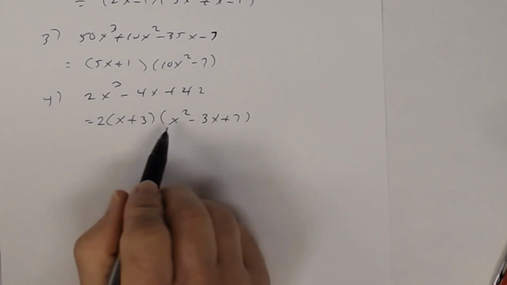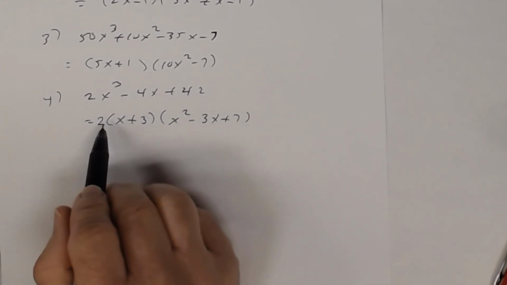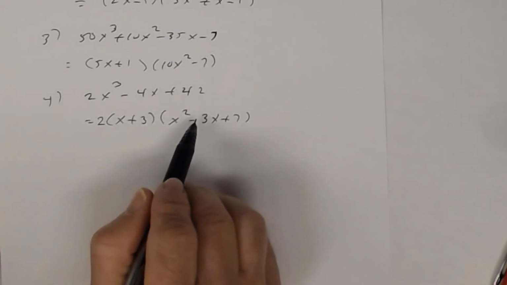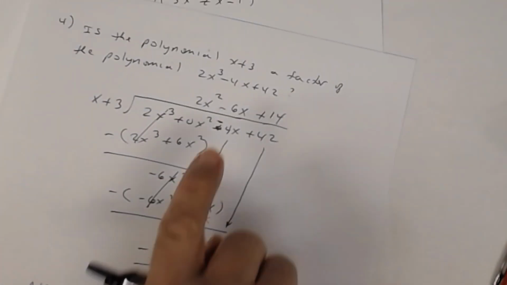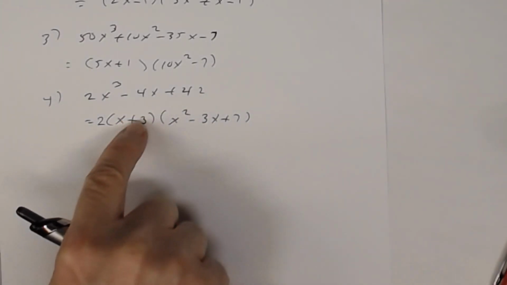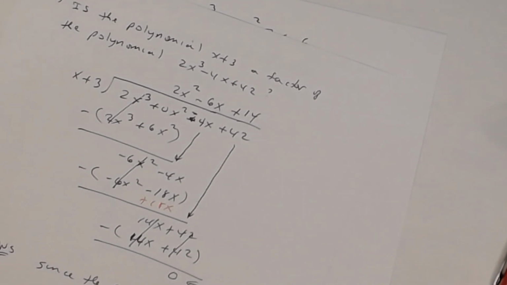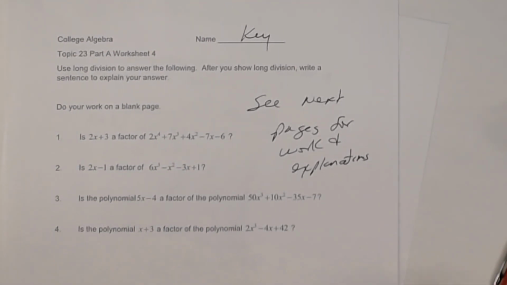So, but notice that this polynomial over the rationals, I have three factors: 2, x plus 3, and x squared minus 3x plus 7. And notice though, x plus 3 is one of those listed. Okay. All right. So that is the key to topic 23, part A, worksheet number 4.